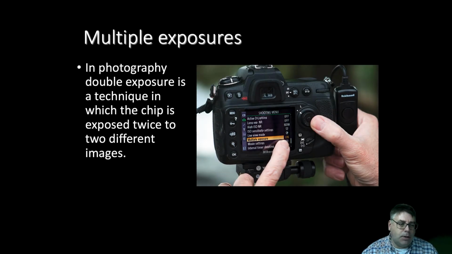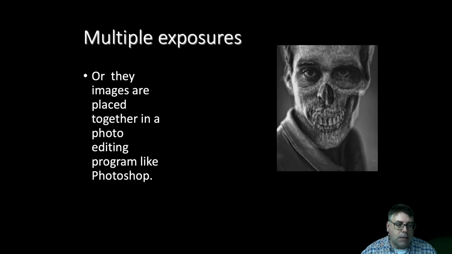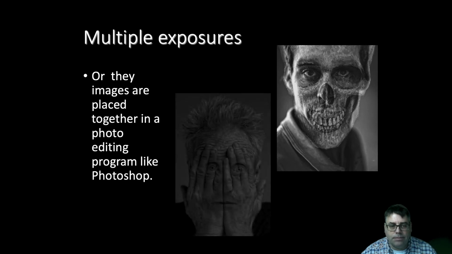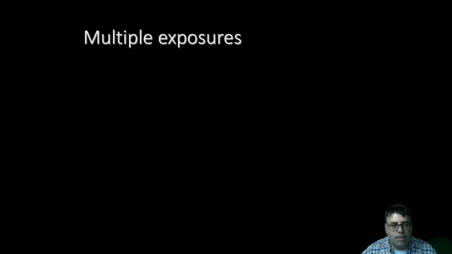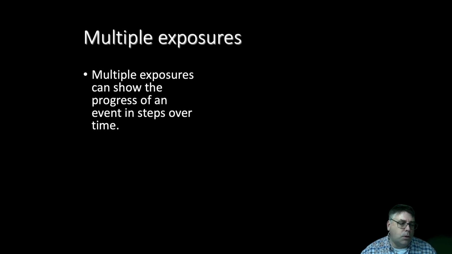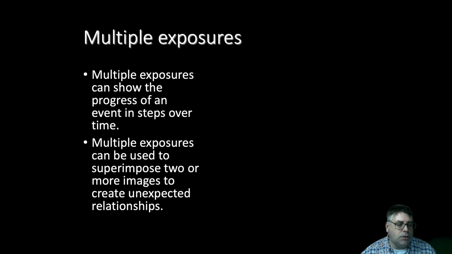In photography, double exposure or multiple exposure is a technique in which the digital chip is exposed twice to two different images. Or they can be images placed together in a photo editing program similar to Photoshop or Photoshop itself. So multiple exposures can show a progress of an event in steps over time. And they can also be used to superimpose two or more images to create unexpected relationships.